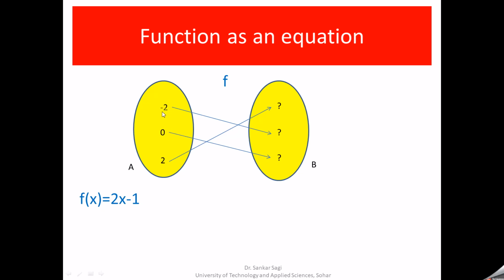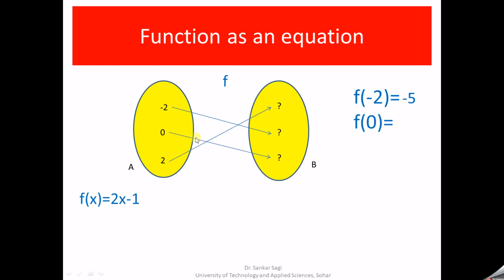So let us take first x is equal to -2. If we put x is equal to -2 here, f of -2 will be equal to 2 times -2, that is -4, minus 1. So it will be -5. F of -2 is -5. That means the image of -2 under this function f defined this way is -5.